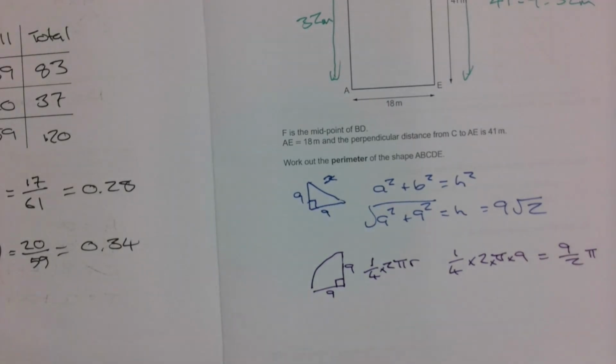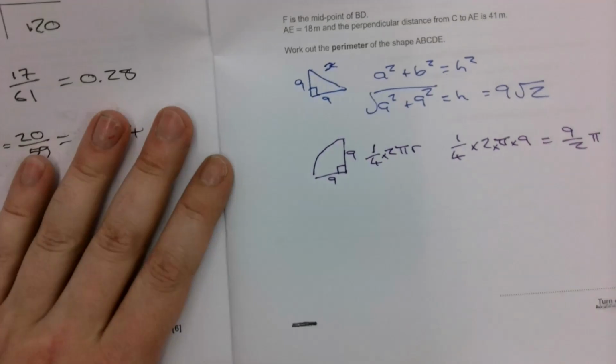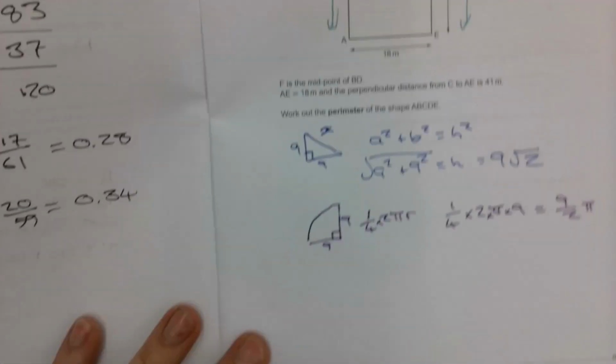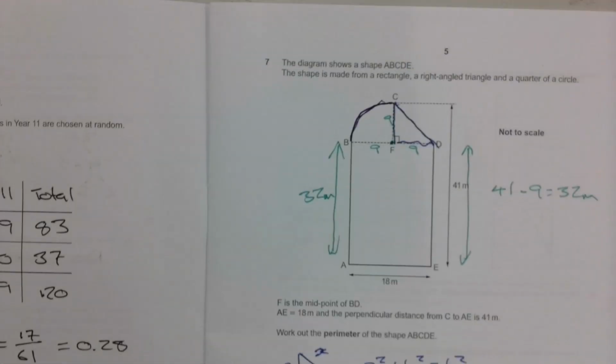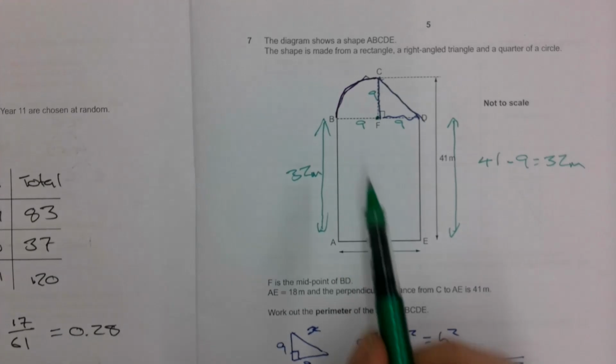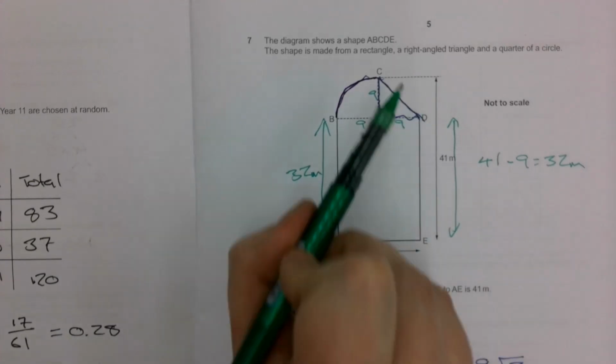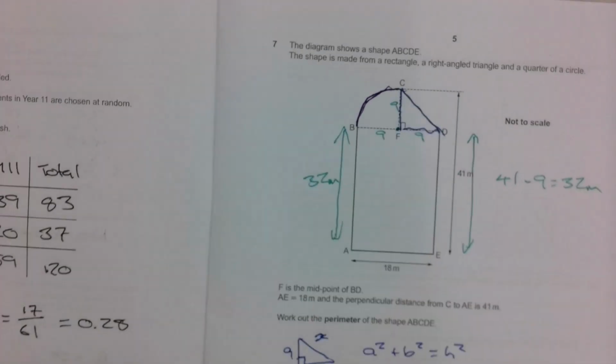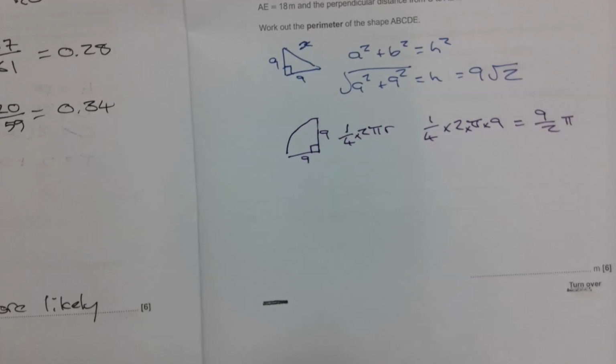And then we want our total perimeter. So for our total perimeter, we are going to add all of our lengths together. Let's just remind ourselves. So that's going to be 18 plus 32 plus 32 plus 9 root 2 plus 4.5 pi.